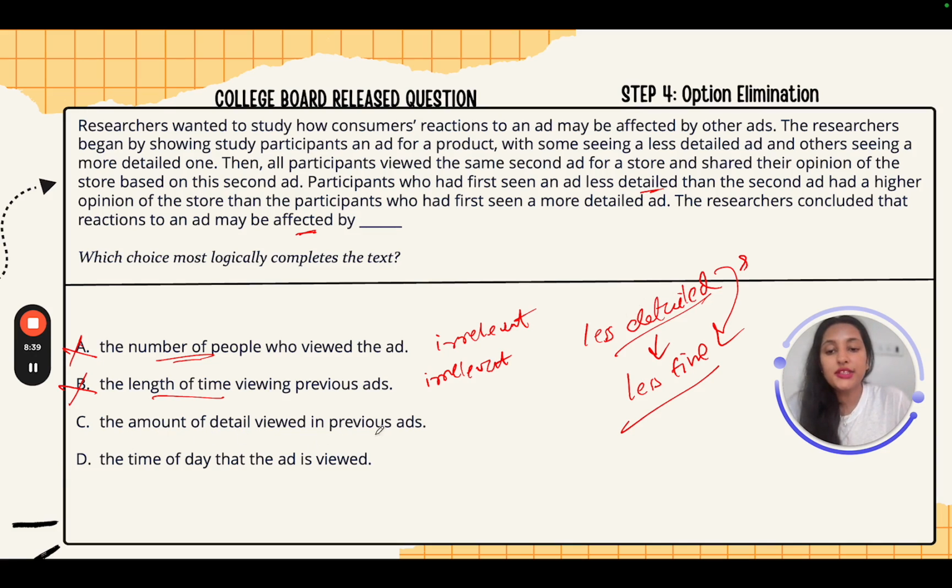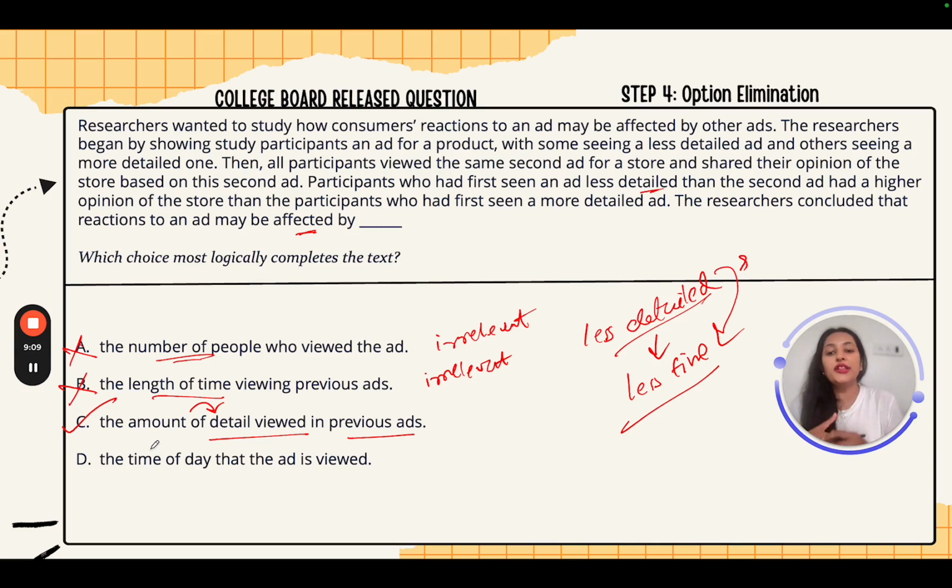Okay, let's look at C now. The amount of detail viewed in previous ads. Now, this is exactly what the text talked about, right? And this is exactly what affected the reactions: the amount of detail that they saw in the previous ad. The people who saw less detailed ads liked the store. The people who saw more detailed ads did not like the store as much as the first group. So C clearly makes sense as per the text, but let's go ahead and look at D now.